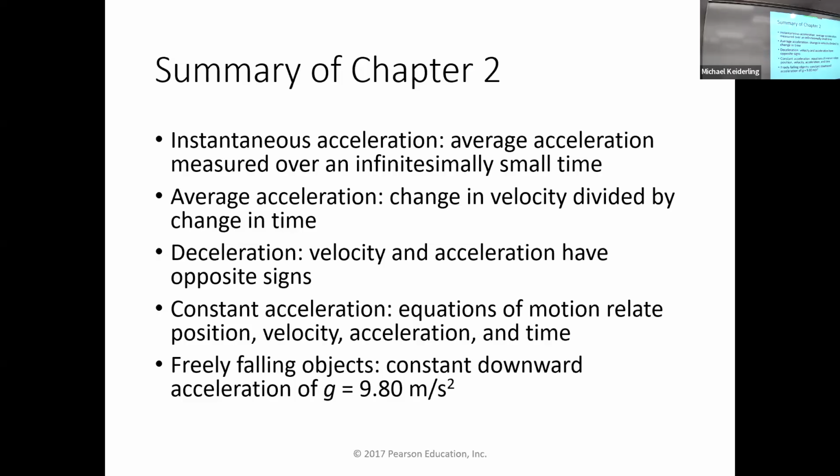For constant acceleration, the equations of motion relate position, velocity, acceleration, and time. Those equations are: velocity equals initial velocity plus acceleration times time. Position is initial position plus initial velocity times time plus 1/2 acceleration times time squared. And velocity squared is initial velocity squared plus 2 times acceleration times change in position. For freely falling objects, there's a constant downward acceleration g of 9.80 meters per second squared.